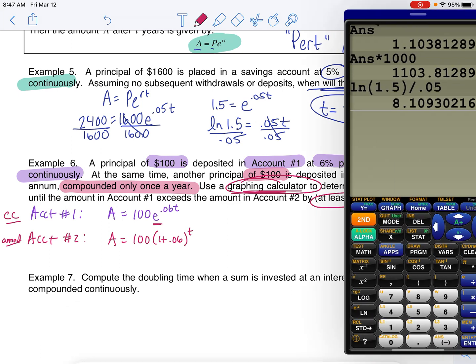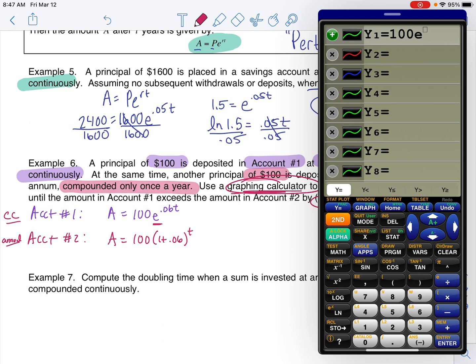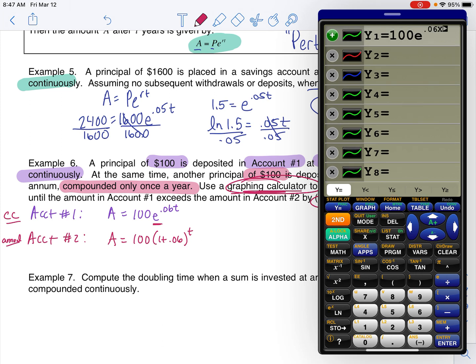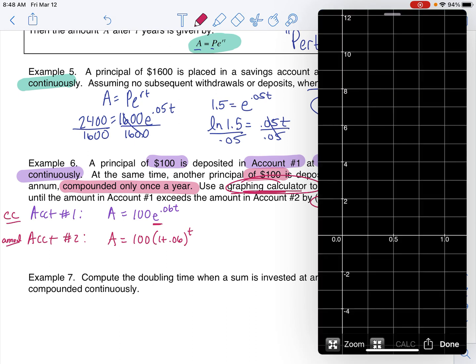So here's my calculator again. I'm going to go to y equals, and I'm going to graph both of these. So the first one is 100 e to the 0.06 t, and t is just x, right? That's my variable. Equation number 2 is 100 parentheses 1 plus 0.06, close my parentheses, raise it to the x power. Okay, so I'm just typing both of those into my y equals. And now I'm going to go ahead and graph them.